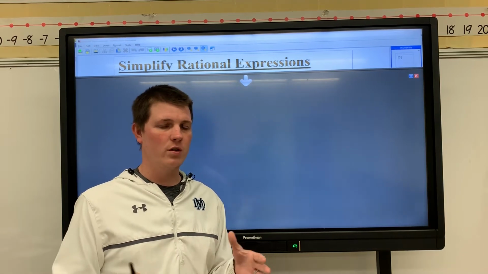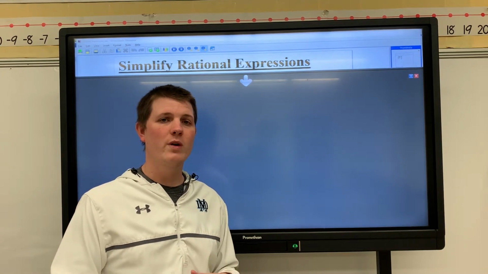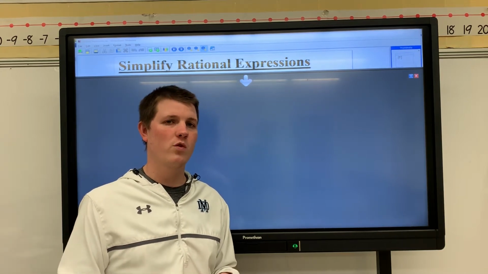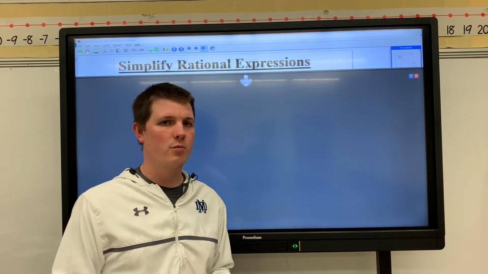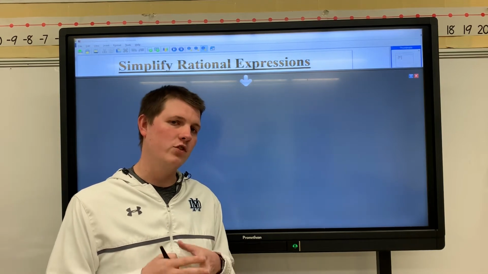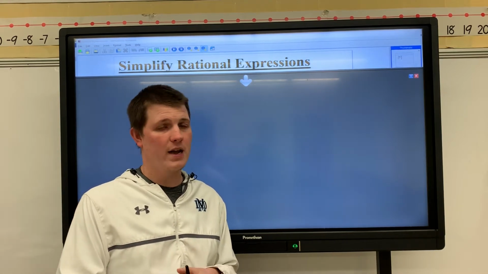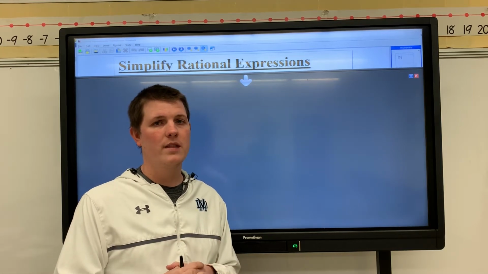Everything else we do, all those other topics I talked about, multiplying and dividing and adding and subtracting, you have to end up making sure it's in simplest form at the very end, just like a regular fraction. So this lesson is very, very important. It's very easy as long as you can factor. We spend a lot of time factoring, so hopefully that's something you're good with. If you can factor, this should not be that difficult for you.